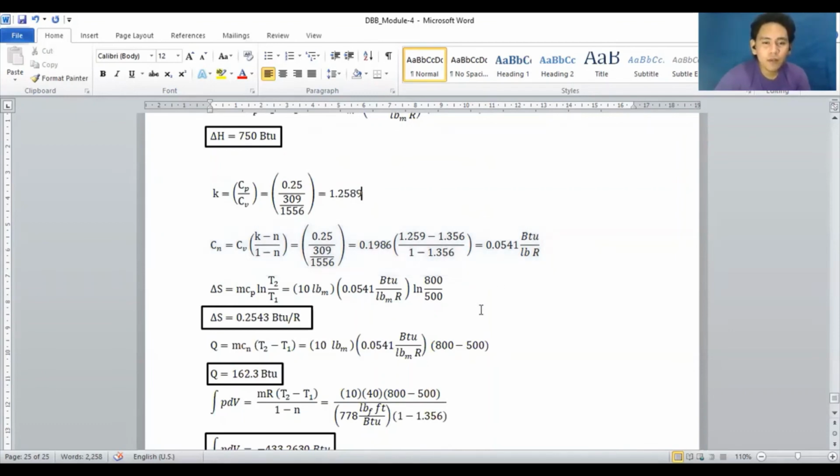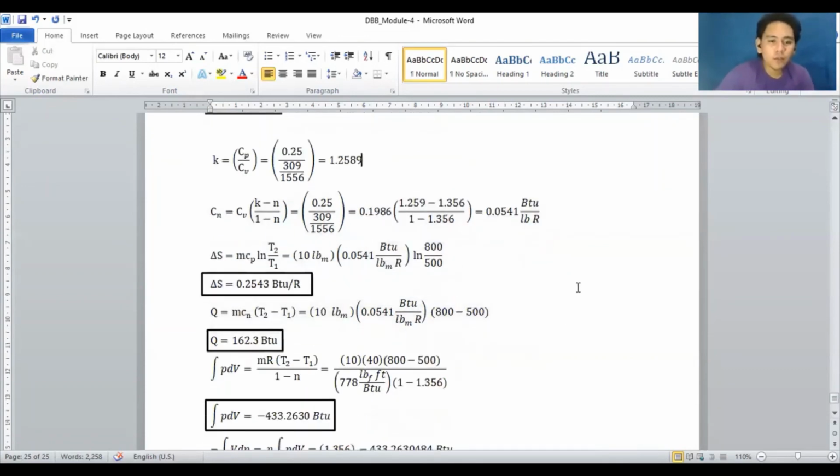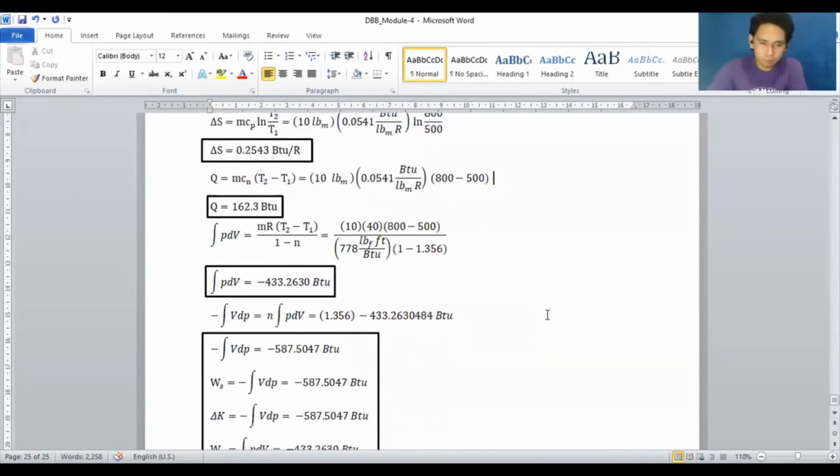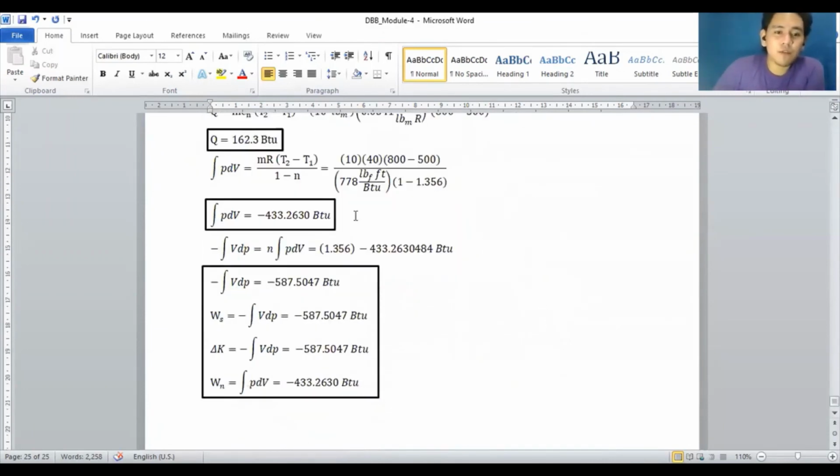which is, your Cn is 0.0549. And to solve for the delta S, which is m Cn ln T2 over T1, we have 0.2543 BTU per degree Rankine. Now, for the Q, which is the heat transferred, which is your m Cn delta T, we have solved the Cn, which is 0.0541. So, our heat transferred is 162.3 BTU.